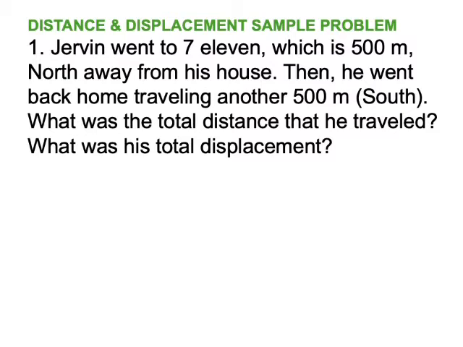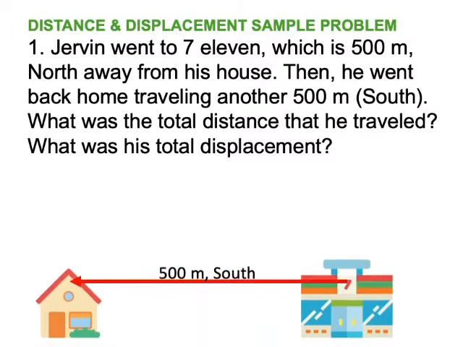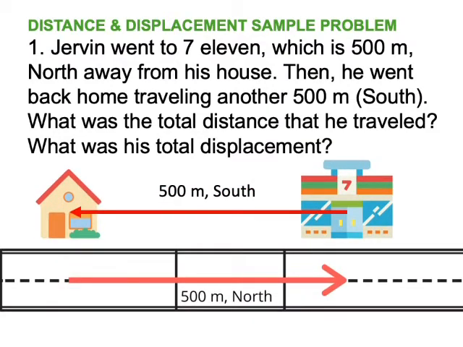Number 1, Jervin went to 7-Eleven, which is 500 meters north away from his house. Then, he went back home traveling another 500 meters south, as you can see in the illustration below. What was the total distance that he traveled? What was his total displacement? Let's solve.